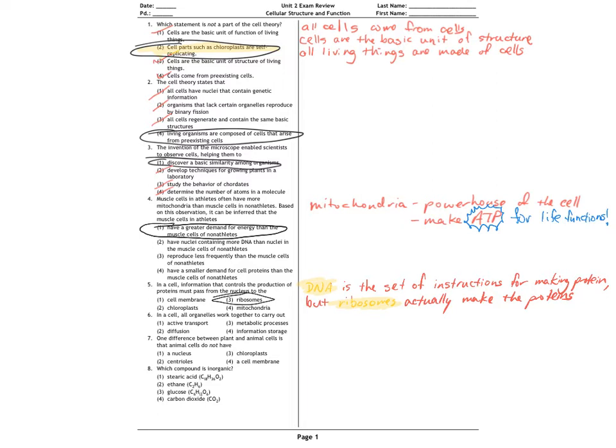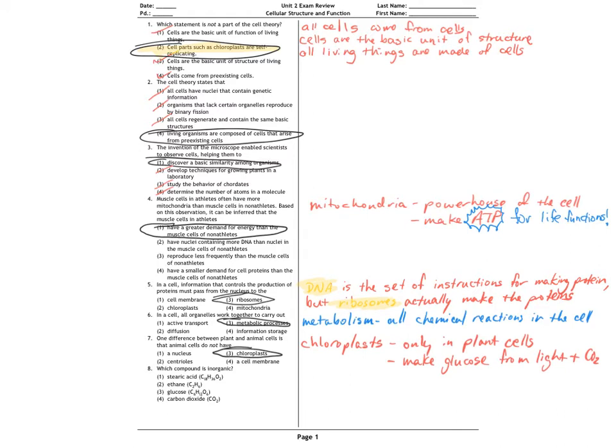In number 6, in a cell, all organelles work together to carry out. Best answer here is metabolic processes. Remember, metabolism is any chemical reaction in a cell. Number 7, one difference between plant and animal cells is that animal cells do not have, you guessed it, chloroplasts. And that's because chloroplasts are only in plant cells, and in addition, they make glucose from light and carbon dioxide.